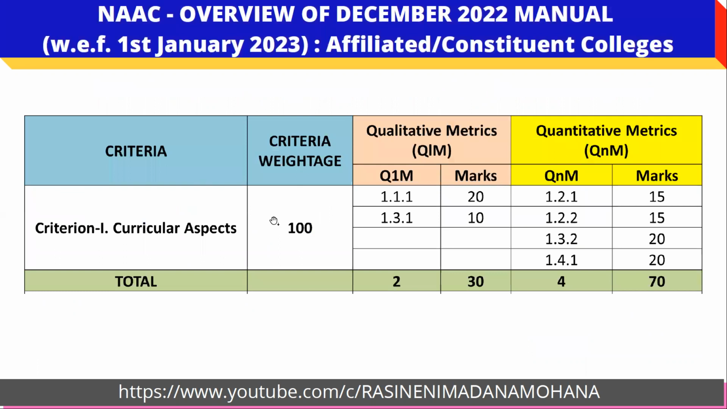Now all these 4 key indicators along with their qualitative and quantitative metrics we will see. Let us see the detailed distribution of qualitative and quantitative metrics of Criterion 1. There are a total of 2 qualitative metrics: 1.1.1 with weightage 20, and 1.3.1 with weightage 10. Then 4 quantitative metrics, the metric numbers are 1.2.1, 1.2.2, 1.3.2, 1.4.1 and their weightages. Now we will see one by one here.